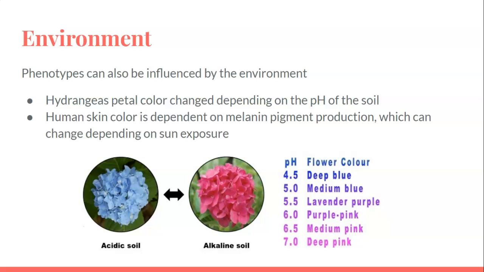Human skin color is also dependent on the environment. If you live closer to the equator, then typically you have more melanin pigment production because it helps protect you against sun exposure. Whereas if you live further away from the equator, like in the Netherlands, then you have less melanin pigment production because it's unnecessary, and so humans haven't evolved to have higher pigment production if you live in that area.